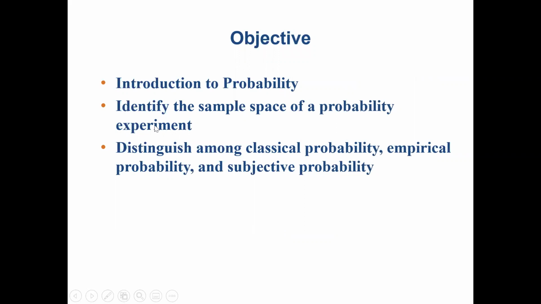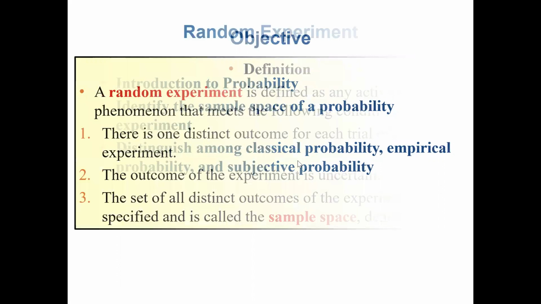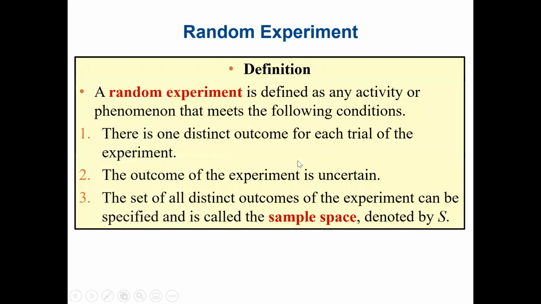Then we are going to identify the sample space of a probability experiment. We shall also go through some definitions and terminologies related to probability topic. Then we're going to distinguish among classical probability, empirical probability, and subjective probability. From there, we're going to solve some problems, examples. So first, let's start with the definition.